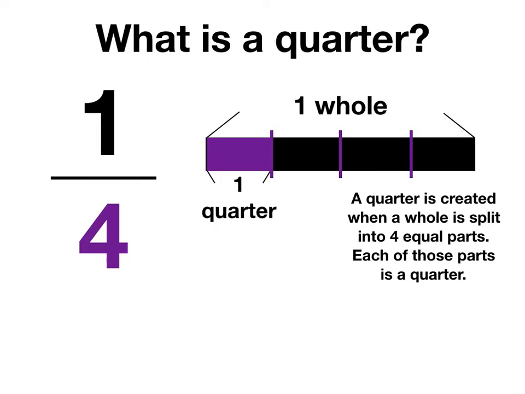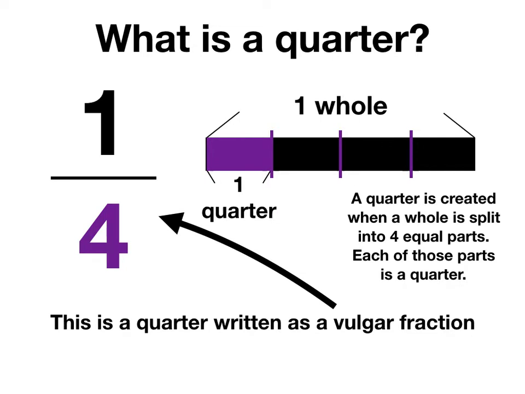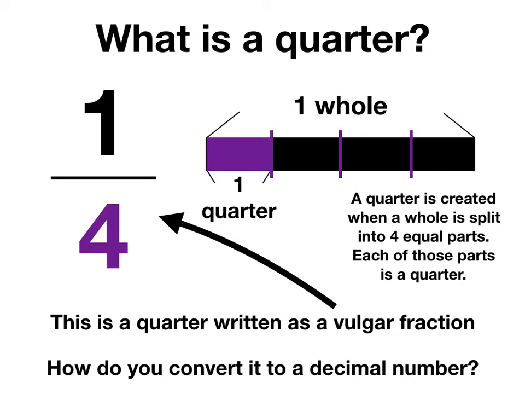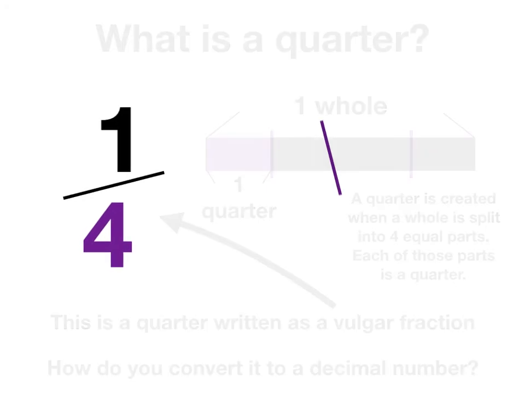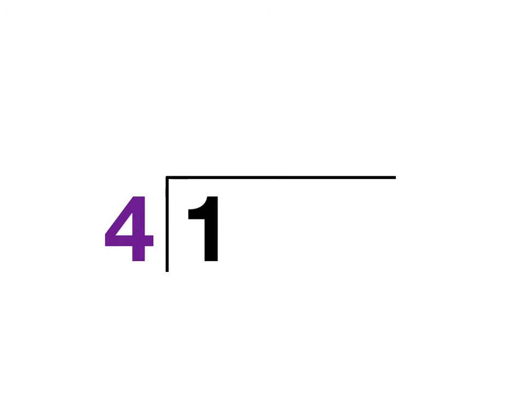Now the fraction on the side, 1/4, we call a vulgar fraction, and I would like to show you how we convert from a vulgar fraction into a decimal number. Now to do that we use the 1 and the 4, so the 1 whole that has been split into 4 parts, and we do this, so the 1 whole gets divided into those 4 equal parts. How many groups of 4 are there in 1?